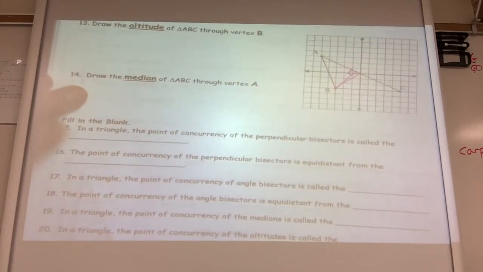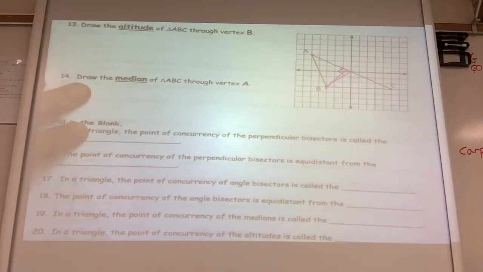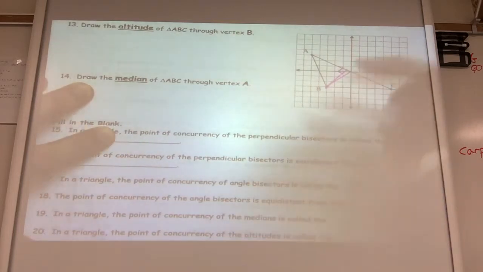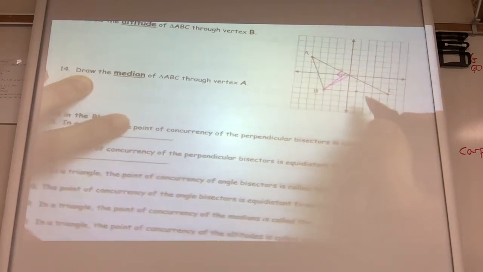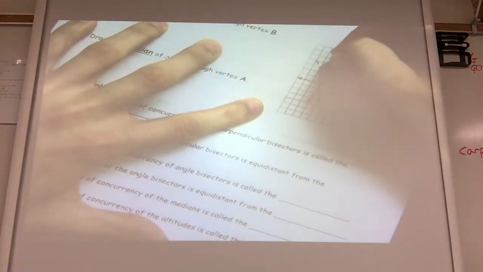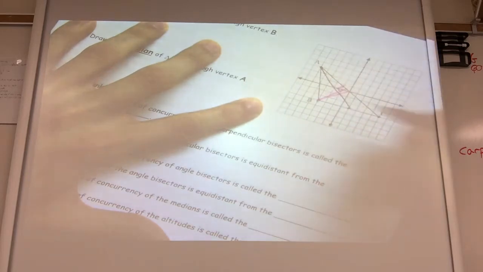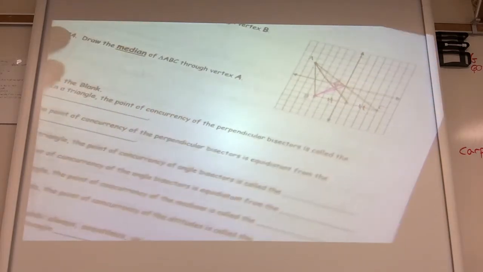Next one, draw the median of ABC through vertex A. Okay, here's vertex A. So the median would be connecting it to the opposite side's midpoint, right there. So I'm going to go straight line, try to do the best I can with a straight line, from there to there, which means that this side has to be equal to that side.